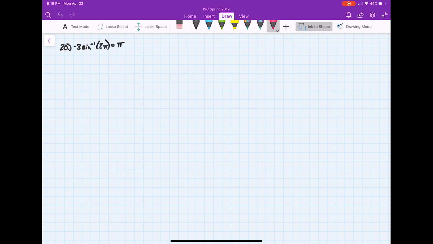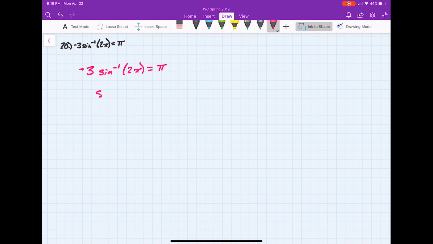So number 20, we're just going to do the same thing again. So I'll just rewrite it real quick. Negative 3 sine inverse 2x is equal to pi. Divide both sides by the negative 3. That gives us sine inverse 2x is equal to pi over 3. So negative pi over 3, because it was a negative 3.